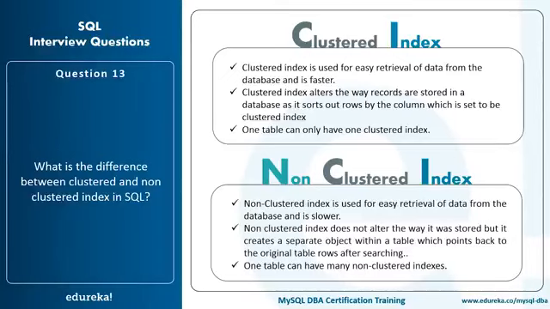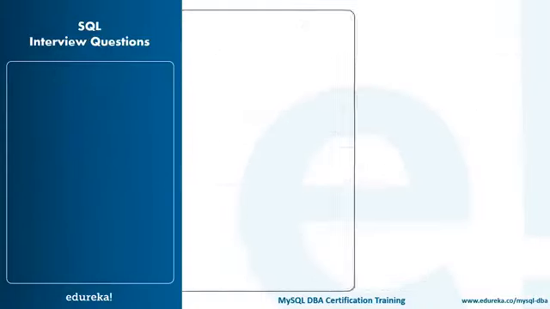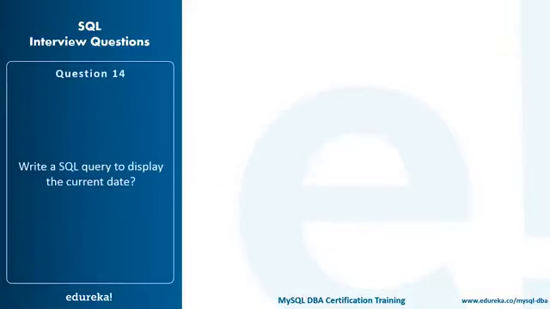Apart from that, the third difference between both of them is that the clustered index alters the way records are stored in the table, and the non-clustered index does not do that. Now let's move forward to our next question, that is, write a SQL query to display the current date.